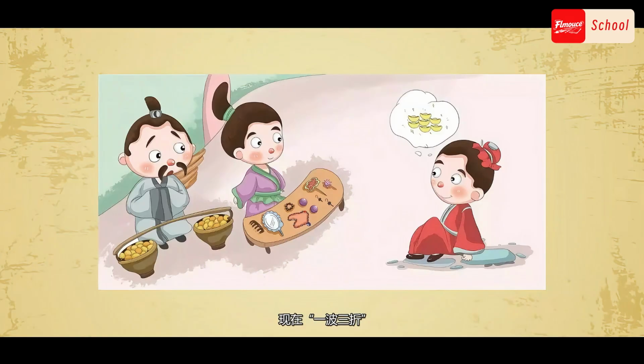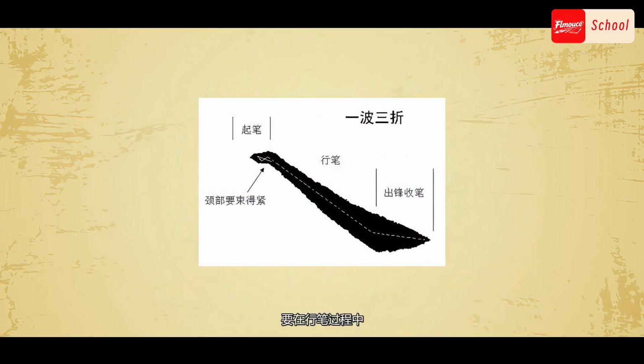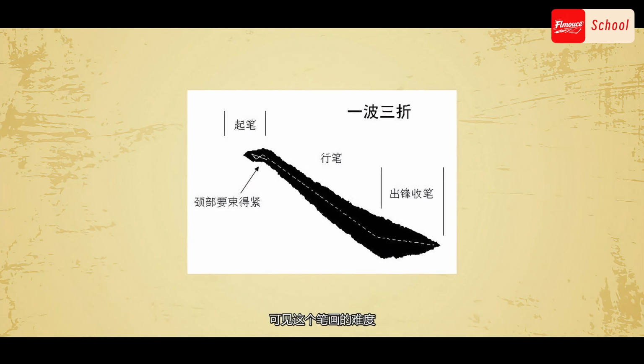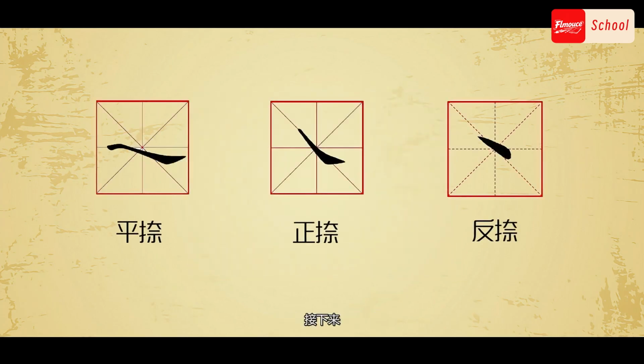Nowadays, one bend and three turns is used to describe many unexpected changes. This stroke goes through 3 changes during the writing process. It shows the difficulty of this stroke is much more difficult than the previous 3. Next, let's start to learn the 3 ways to write the Na: normal, flat, and reverse.